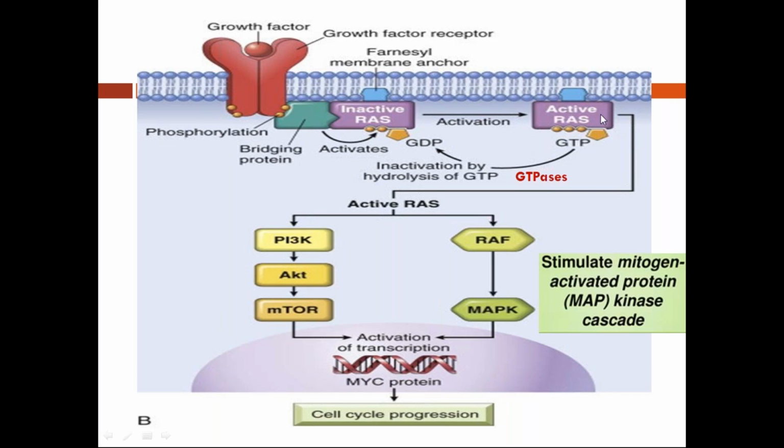This abnormal RAS protein continuously forms a very tight bond with GTP, which does not get hydrolyzed even with the GTPase enzyme. So what happens? There is continuous activation of all these signal transducing pathways, and continuous activation of the transcription factor, and the cell is always there in the cell cycle.